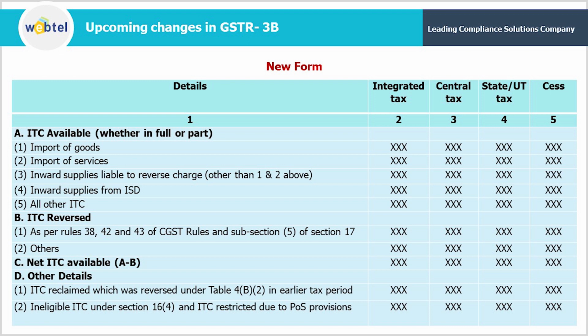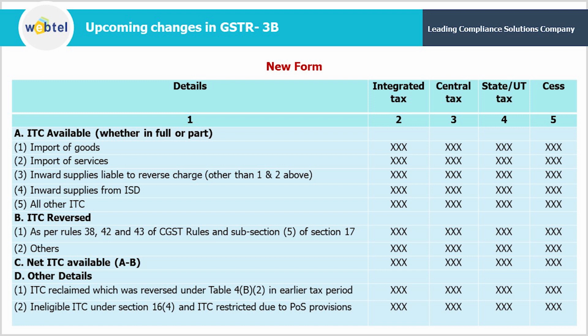Here some changes are made. Now it is saying that you have to reverse ITC as per rule 38, 42, 43 and section 17(5) of the CGST Act. Earlier only rules 42 and 43 were given over here, and section 17(5) was taken below in ineligible ITC, and rule 38 was not there. Now we have made some changes. Now we have to report all these things in the B1 table only. Second, others is the same. After that you will get net available ITC, that is A minus B.